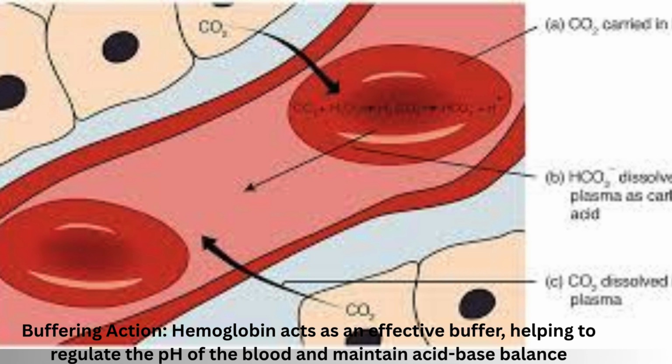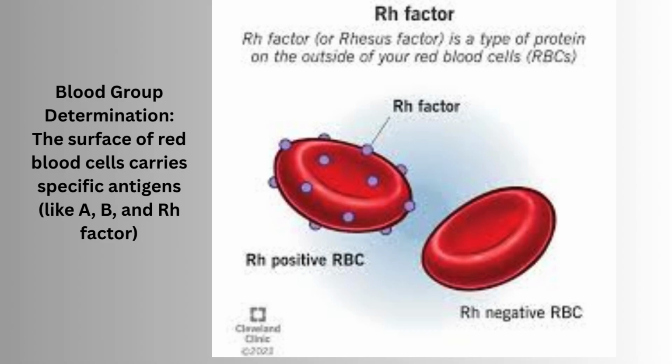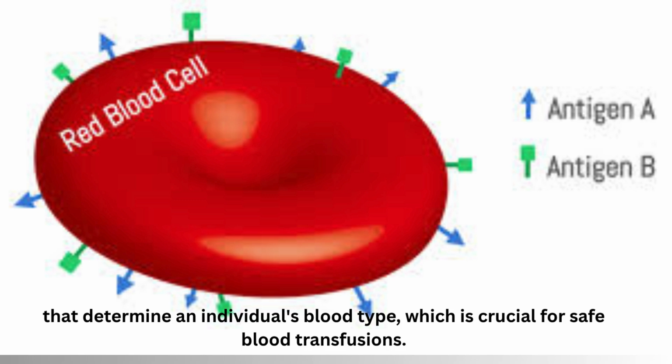Buffering action. Hemoglobin acts as an effective buffer, helping to regulate the pH of the blood and maintain acid-base balance. Blood group determination. The surface of red blood cells carries specific antigens, like A, B, and Rh factor, that determine an individual's blood type, which is crucial for safe blood transfusions.